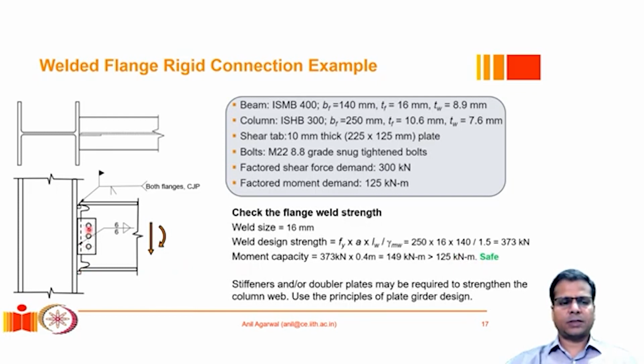So we have checked the safety of the bolts, the safety of the weld between the shear tab and the column, and the safety of the welds between the beam flanges and the column. Now the remaining aspect of this connection would be to check the safety of this portion of the column. Again, we will not discuss that part in this course. It should be covered separately in a plate girder section, because it is more relevant there. So if you want to study that part in more detail, please go ahead and read those sections in the Indian Standard Code and in the textbook.